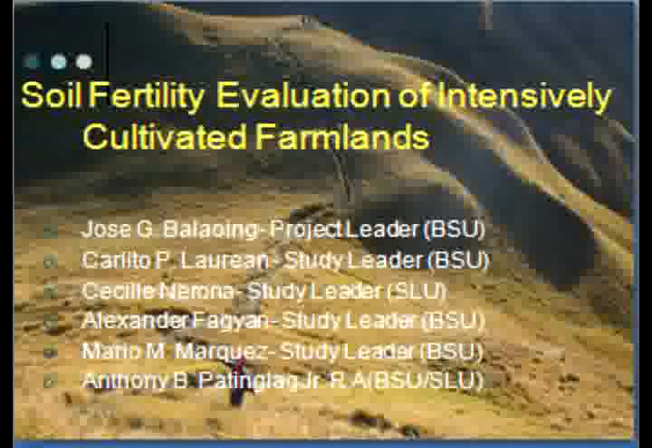There are three objectives of the study: to determine the current fertility status of the different study sites, to determine the chemical properties of the soil, and to come up with a soil map of the distribution of pesticide residues and a fertility map of the different study sites.